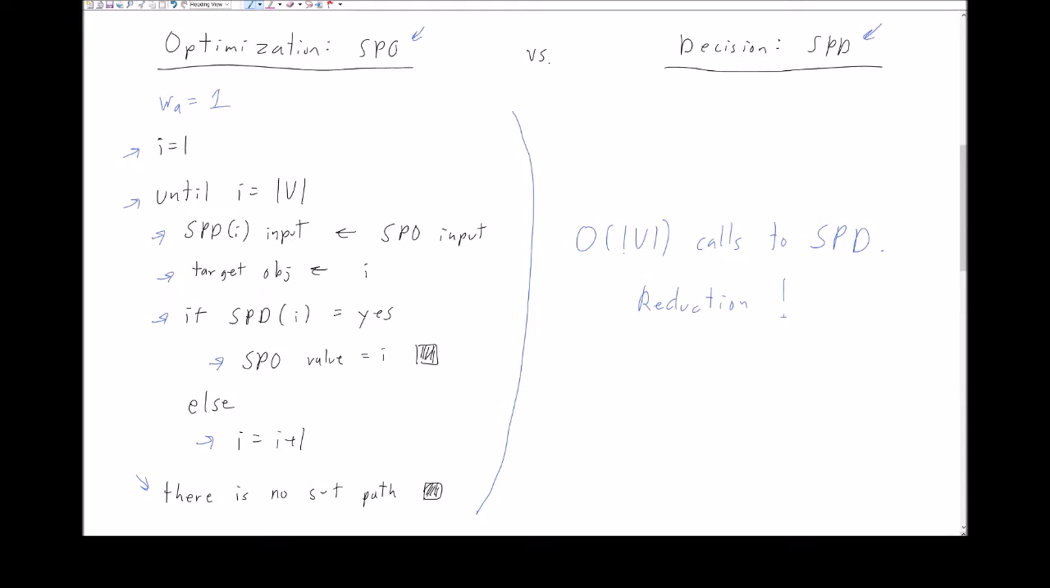A reduction like this is achievable between any decision and optimization problem. We just have a counter and we continuously call the decision problem. This means that if we have a polynomial time algorithm for the decision version of any problem, we actually have a polynomial time algorithm for the optimization version of that same problem.